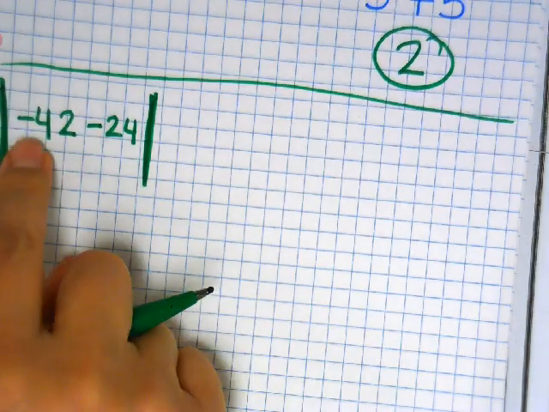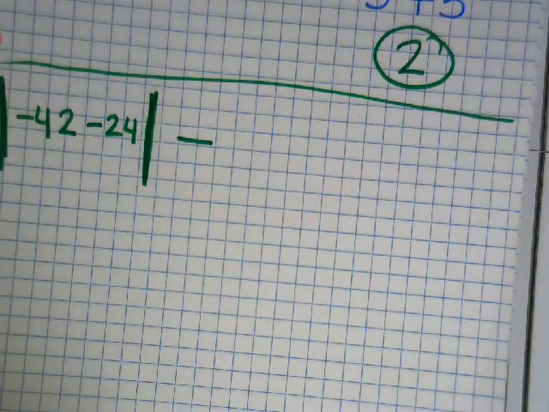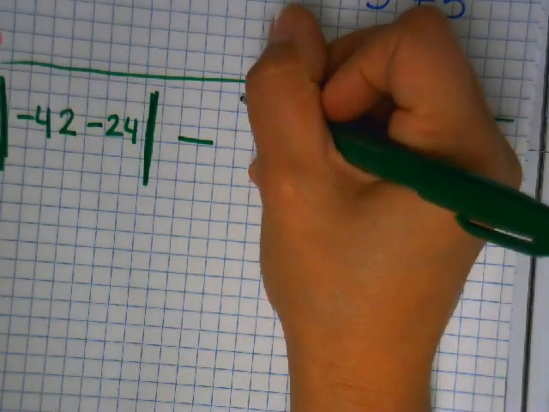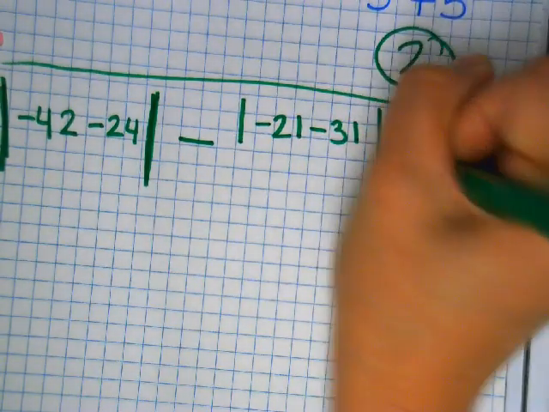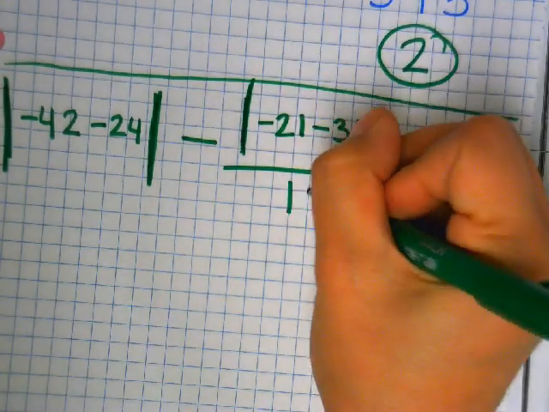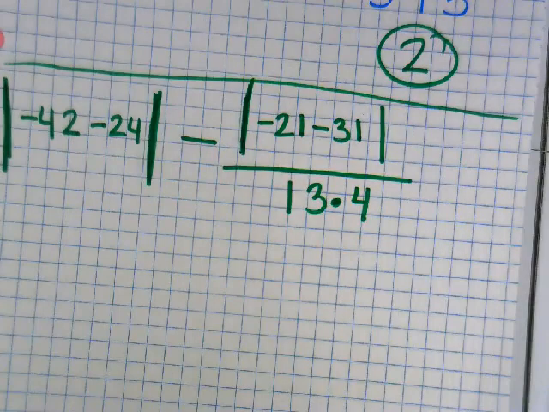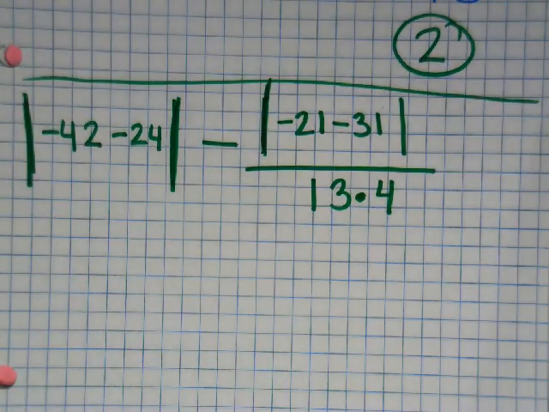Okay. Absolute value of -42 minus 24. Minus. Switch. I'm making a really hard problem. How much is that? Negative 42 minus 24. I don't like this problem. Can I have two negatives without an operation? No, I don't think so.